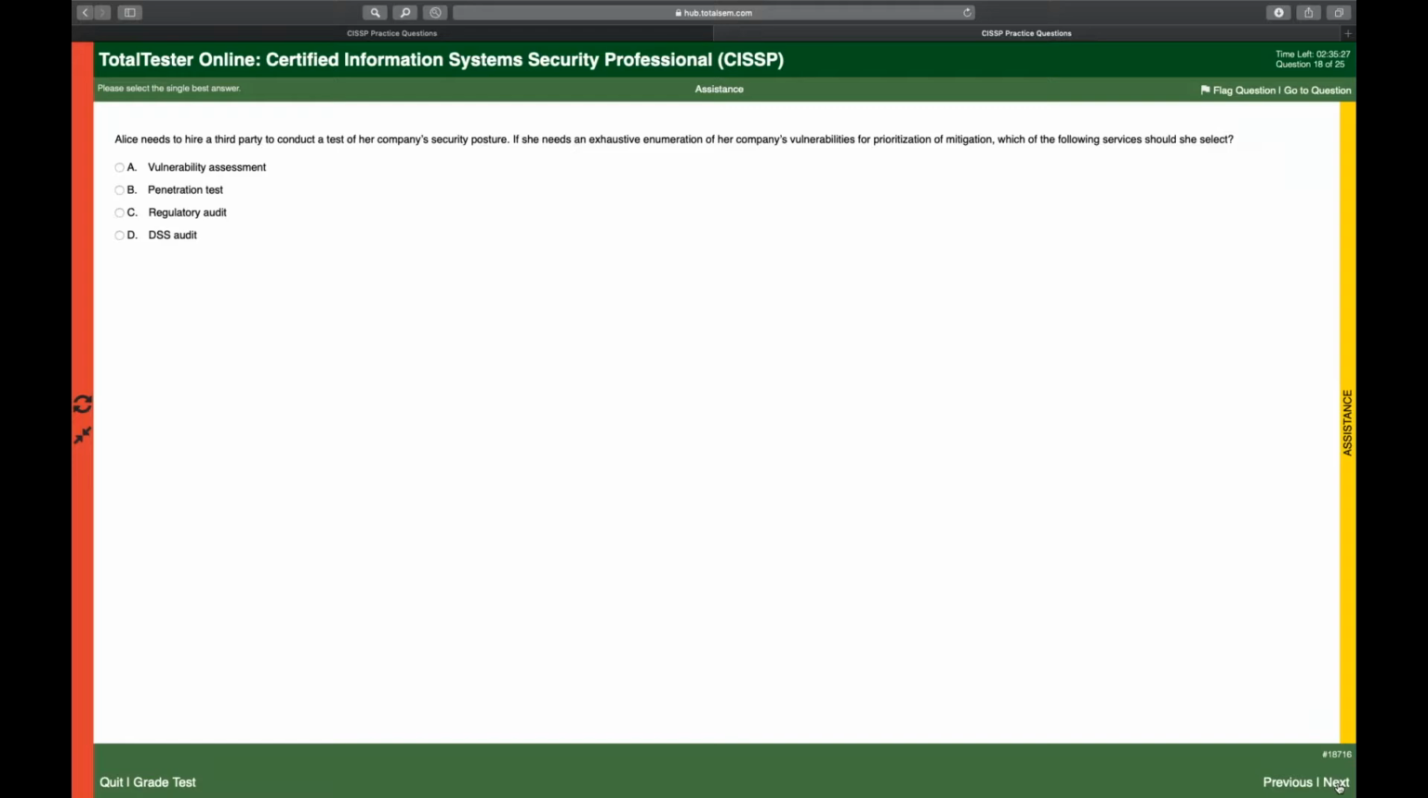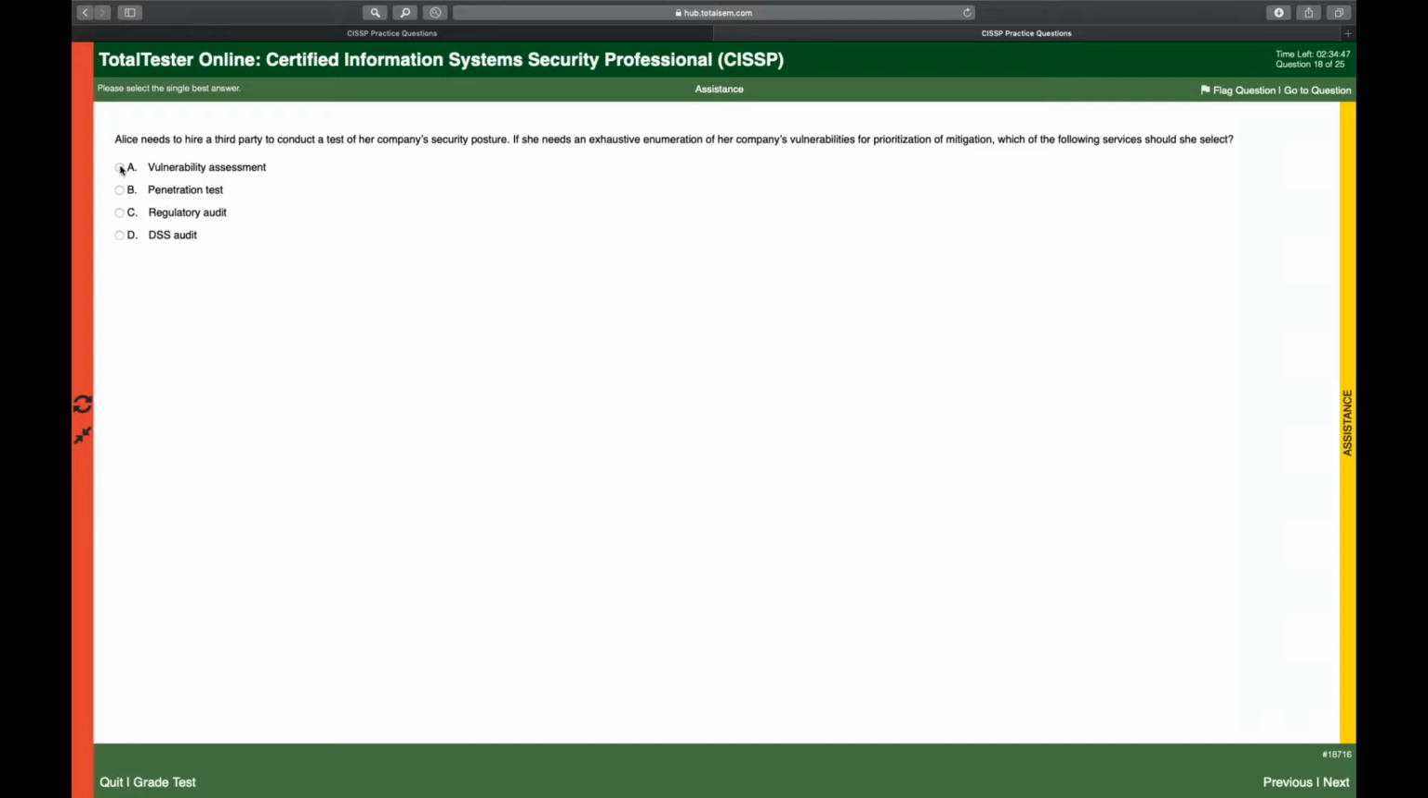All right, number 18. Alice needs to hire a third party to conduct a test of her company's security posture. If she needs an exhaustive enumeration of her company's vulnerabilities for prioritization of mitigation, which of the following services should she select? We've seen a similar one to this one. We've seen this exact one before in the past. We just had another question tonight, almost worded verbatim. Ready. Any takers? Bravo.